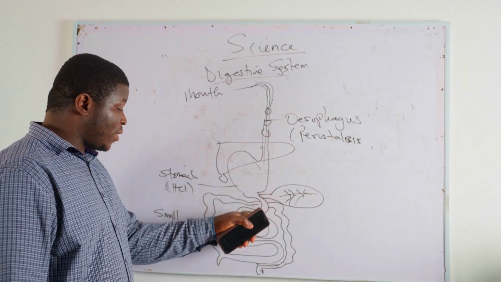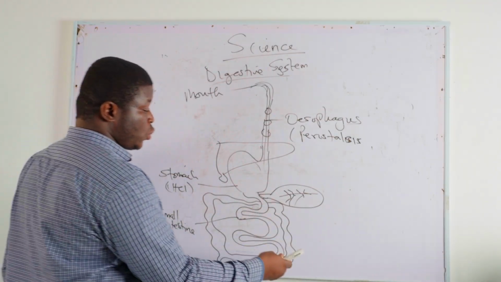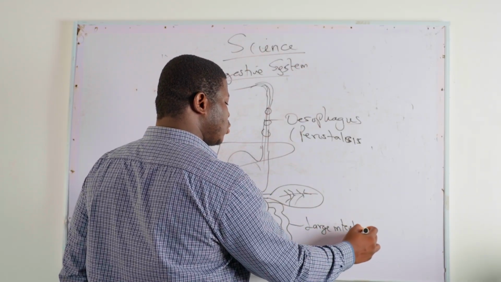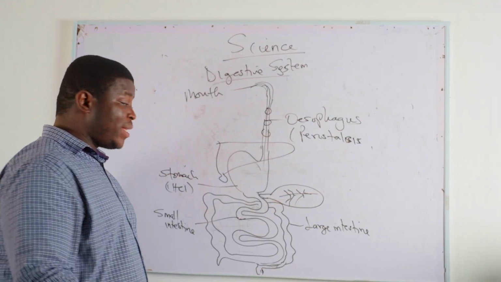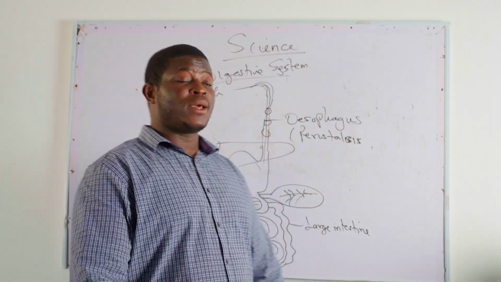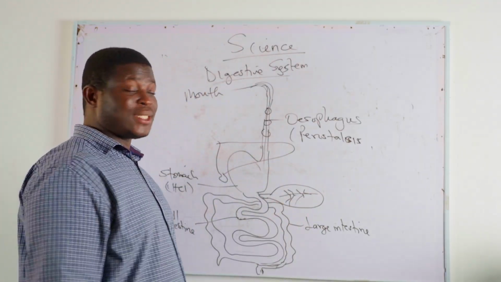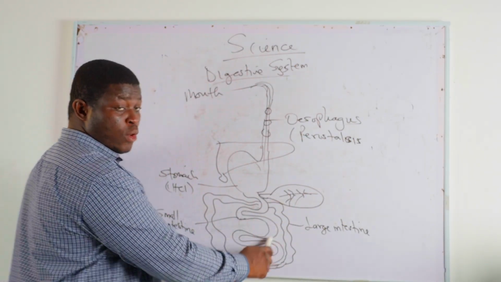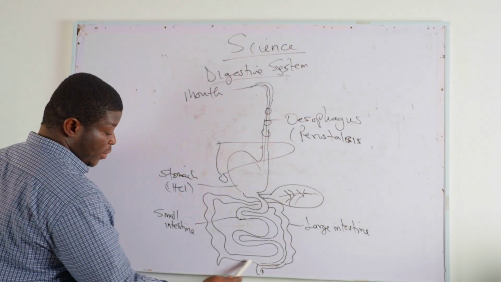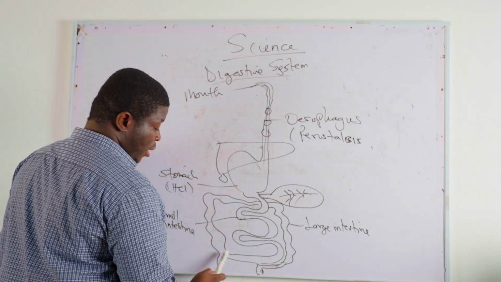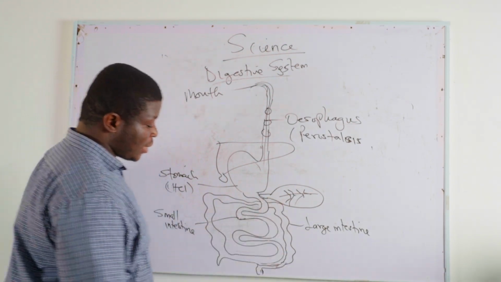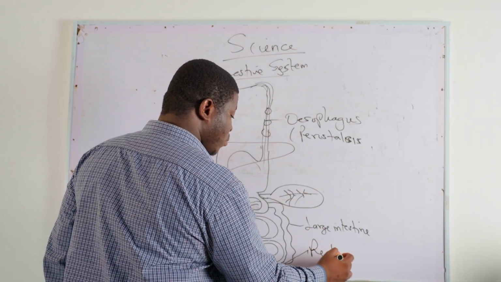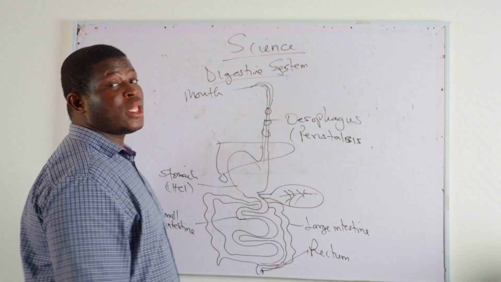And as the food moves from the small intestine, it goes to the large intestine. The large intestine is responsible for absorbing water and minerals. So most of the water and minerals are absorbed in the large intestine, which is the next phase of digestion when it moves from the small intestine. From the small intestine, the food rises up, then it moves into the large intestine. Then from the large intestine, we have what you call the rectum. The rectum stores the undigested food.